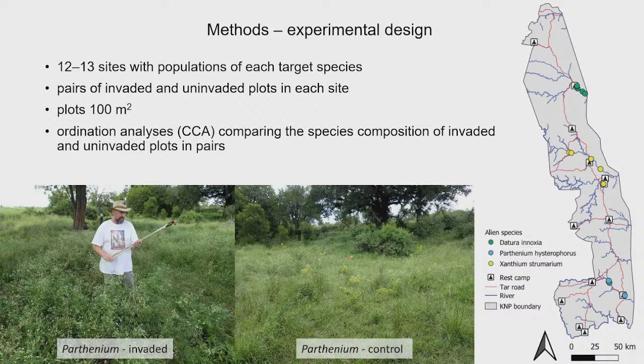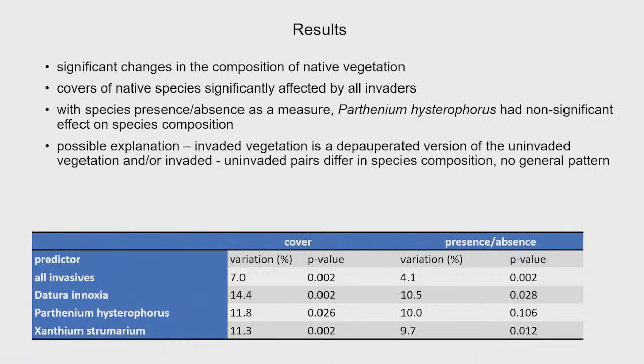How did we do it? We established pairs of invaded and uninvaded sites within populations of these invaders, 12 to 13 per each of them, and they were 100 square meters in size, and basically we determined all plant species there and compared the community composition by means of ordination analysis.